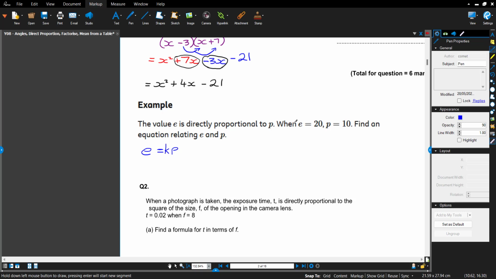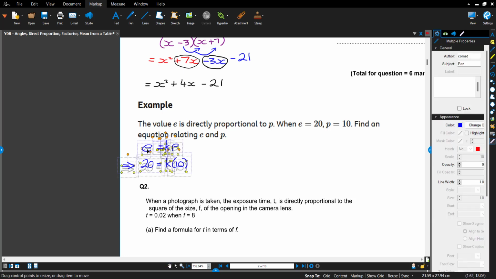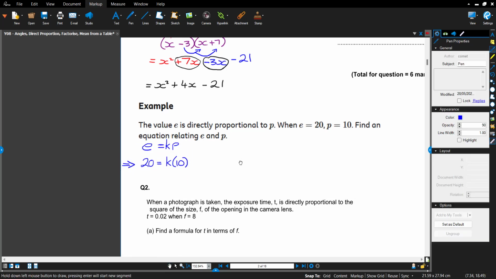Okay. So well, we know that when E is 20, P is 10. So we can say that implies 20 equals Kp, so K times 10. So basically here you have 20 equals 10K. Well, if 20 is 10K, what's K? It's obviously 2. But anyway, just in case you get a harder one, 20 over 10 equals K, so K equals 2.